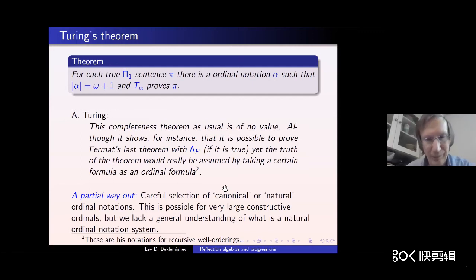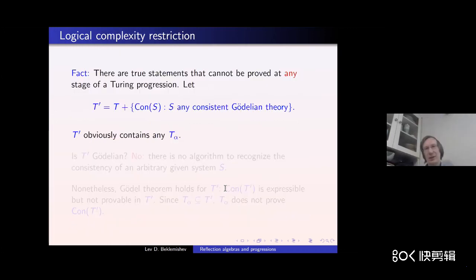So that's one of the big conceptual problems in proof theory that exist until today, since the time of Turing. Okay, now I will say a few more words on this logical complexity restriction, a relatively minor issue that was present in Turing's work, but it will lead us to the concept of reflection principles that I'm going to discuss next. So there is this fact: there are true statements that cannot be proved at any stage of a Turing progression based on iteration of consistency.